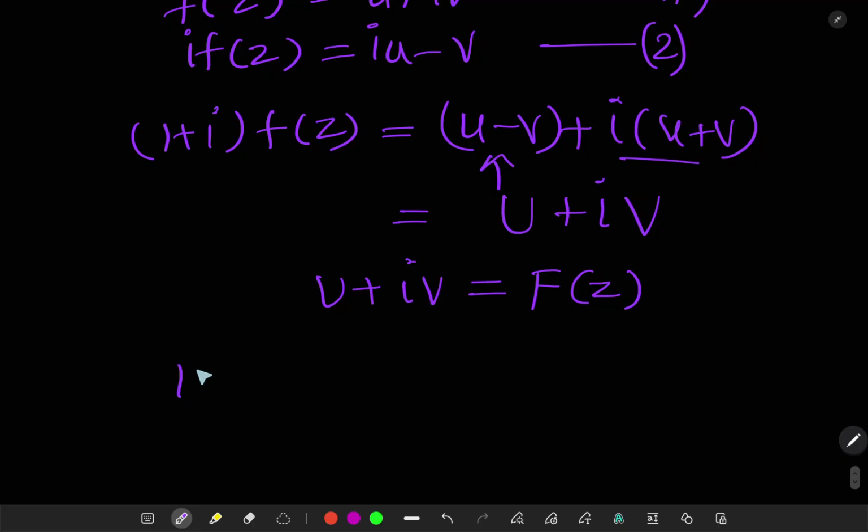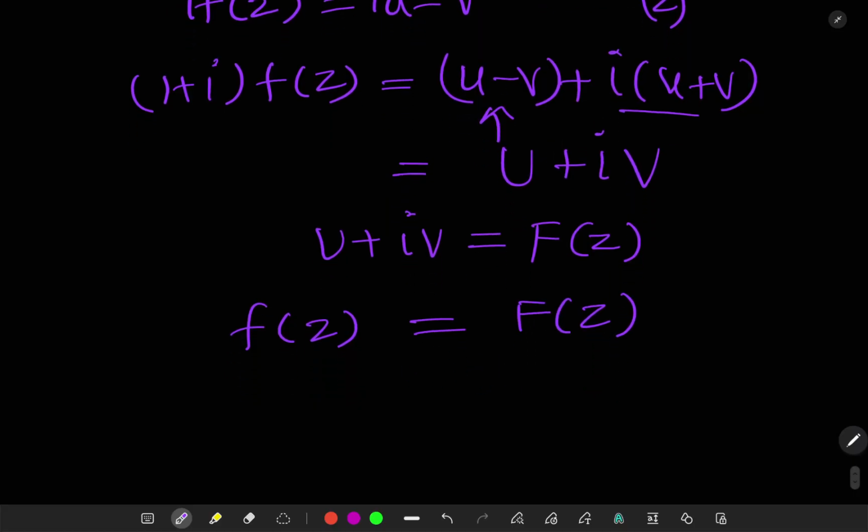So we can write here F of z is equal to capital F of z divided by 1 plus iota. Similarly, we use in this case for finding the value of F of z as we used in case 1 and case 2.